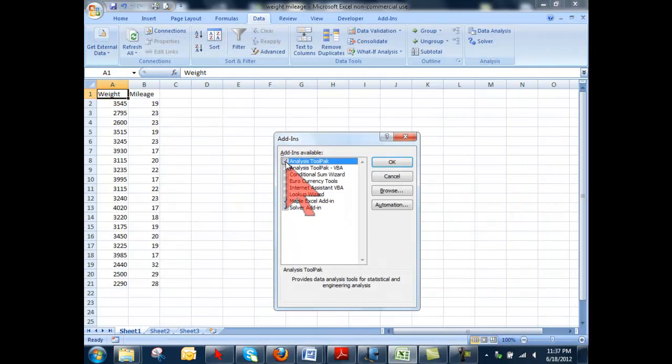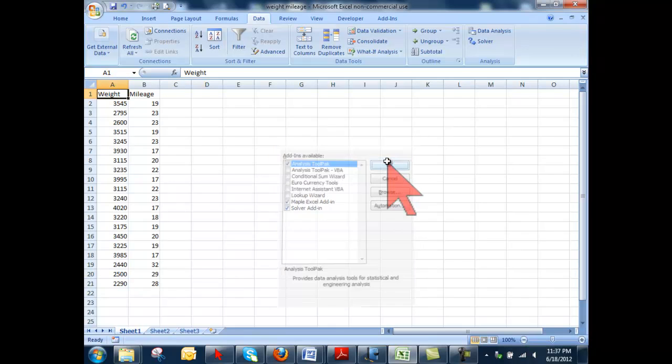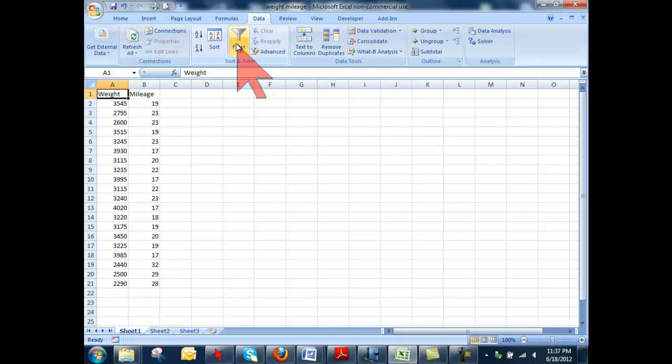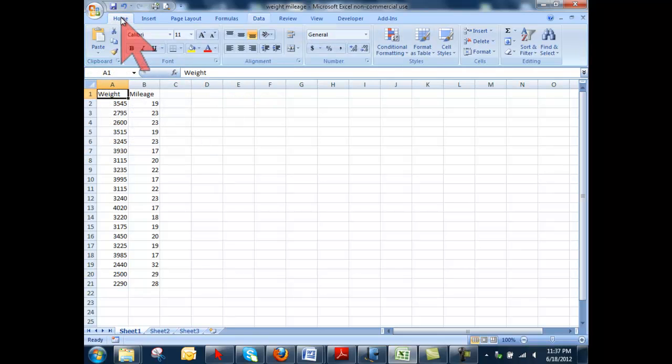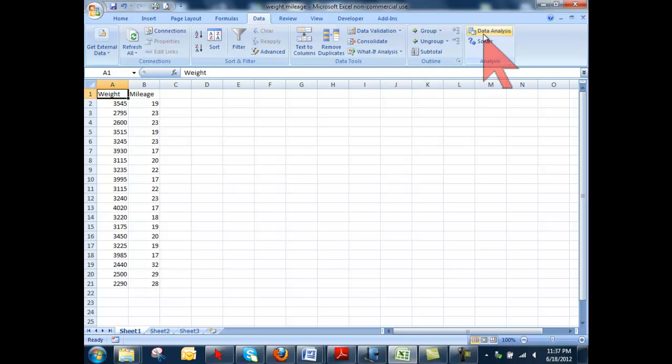And then check Analysis Tool Pack here. I actually have Solver still turned on, that's okay, but I want to check Analysis Tool Pack here and click OK. When I do that and go to the tabs up here, and I go to the Data tab, now I should have a Data Analysis button over here on the Analysis tab.